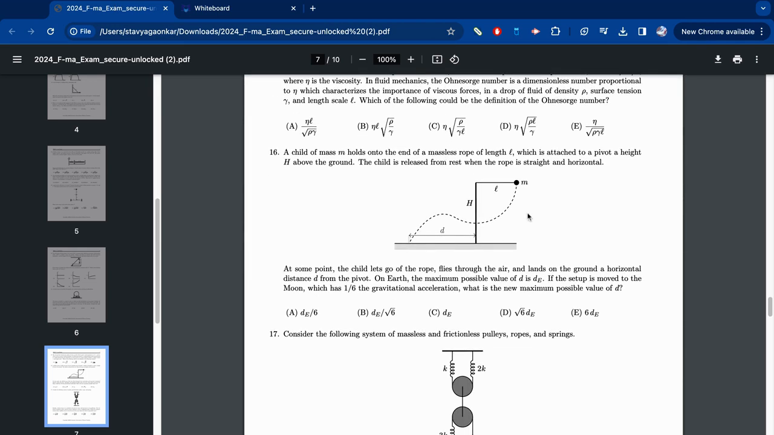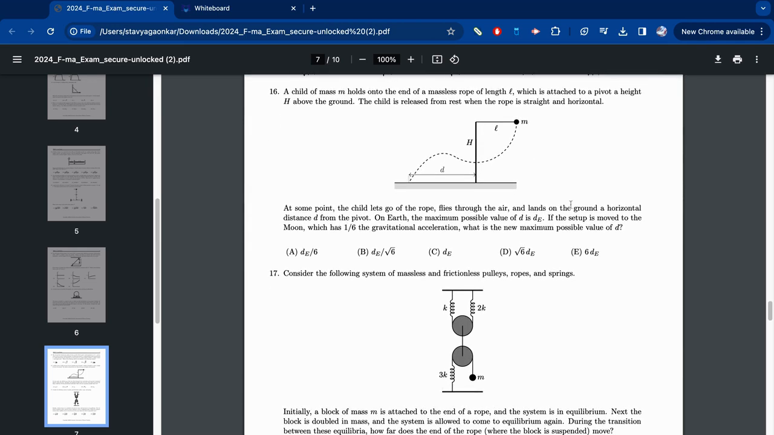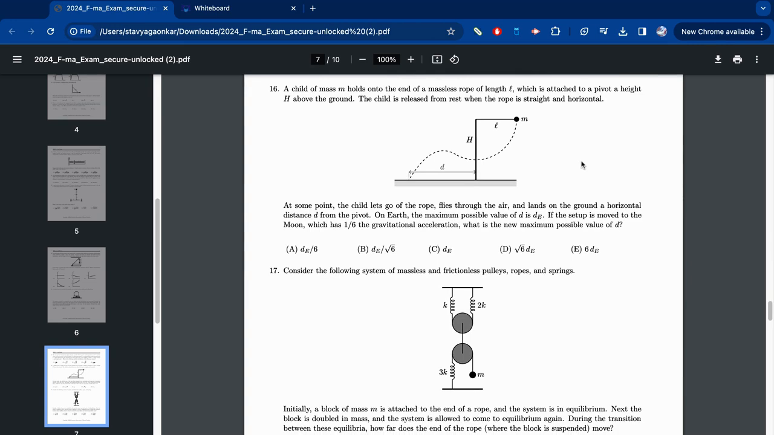Okay, problem number 16. A child of mass m holds on to the end of a massless rope of length L, which is attached to a pivot at height h above the ground. The child is released from rest when the rope is straight and horizontal. And so at some point, the child lets go of the rope and lands a distance d from the pivot. Okay, and so we're basically asked to find what the new maximum possible value of d is if we're on the moon, which has 1/6 of the gravitational acceleration.